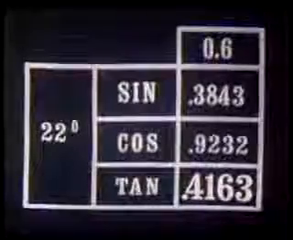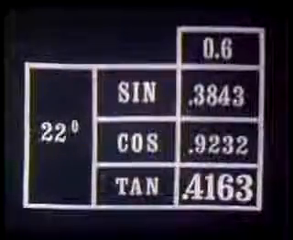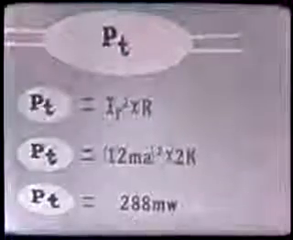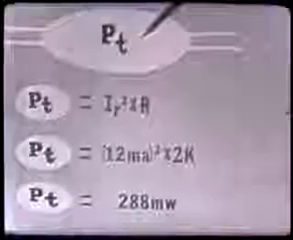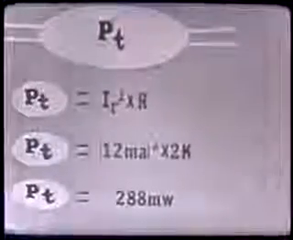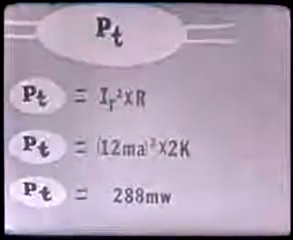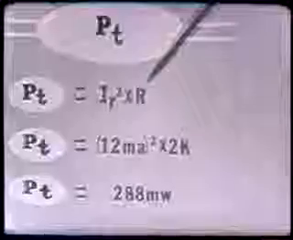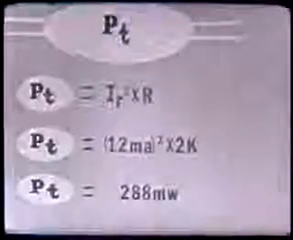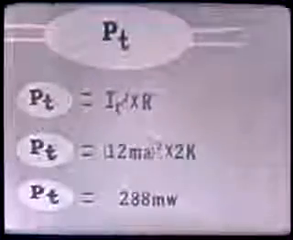Well, now that we have calculated our current, once again by Pythagorean theorem, and our phase angle, as you can see, is 22.6 degrees, we can next determine the power dissipated in our circuit, which is the true power, PT. And we can use one of our familiar power formulas. Power is equal to I squared R, since R is the only component in the circuit that dissipates power. Substituting, we can see that our true power is equal to 288 milliwatts.